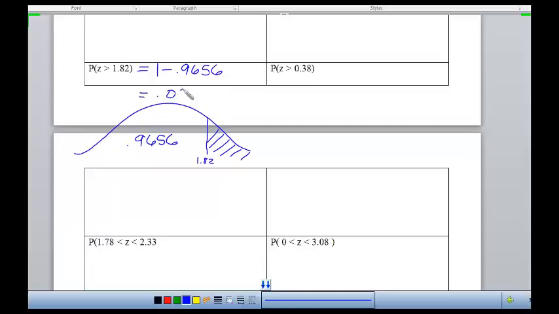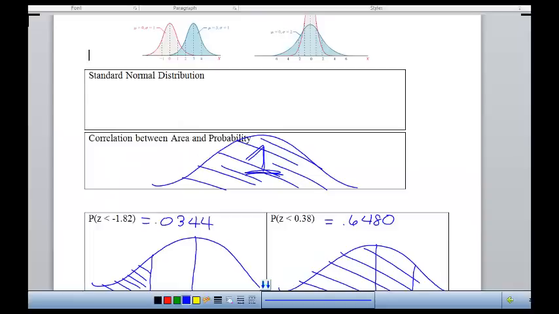0.0344, which is the same thing that we got when we looked at what? Being less than negative 1.82. Why are they the same? How do we know it's the same area? What is it about the normal distribution curve that makes those the same? It's symmetric. So if we'd done this one and noticed that it's just the flip side of what they're asking us for, we could have said, by symmetry, it's 0.0344, if we had done this one before. If not, then I would do it just the way that I did it.